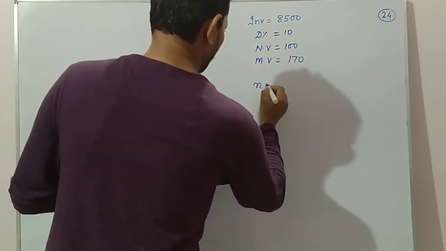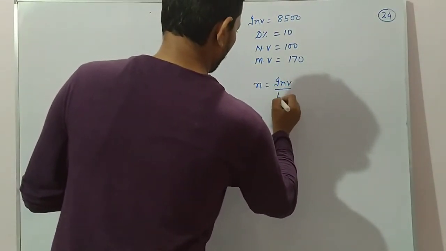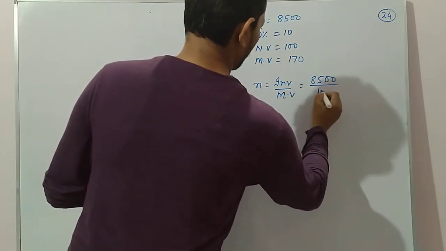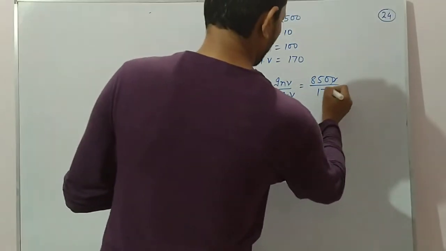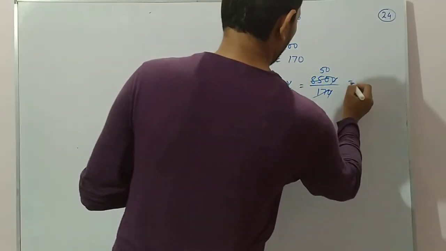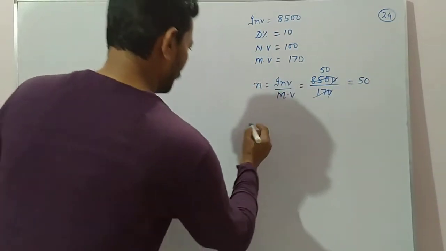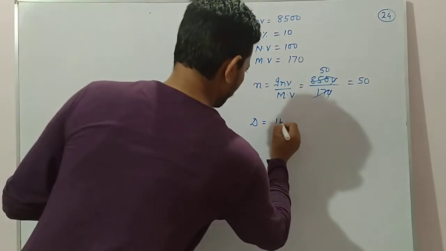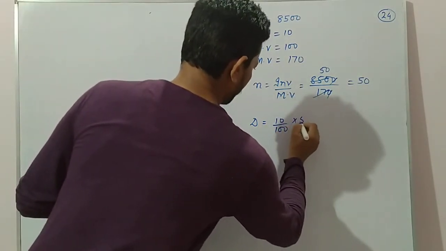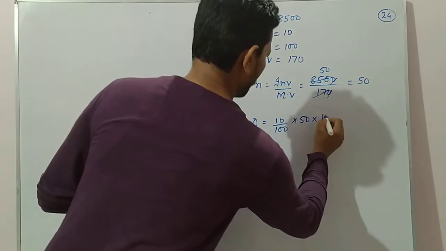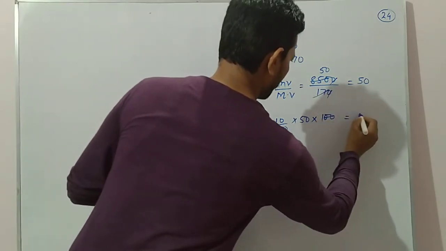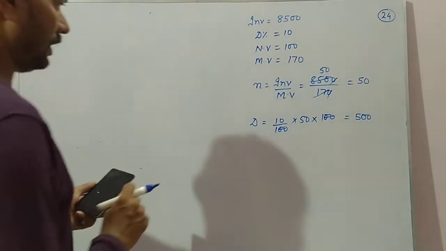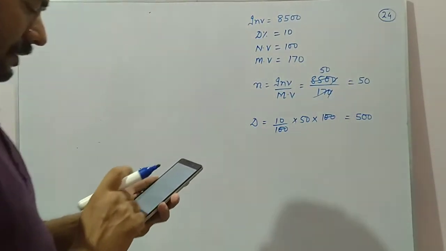Number of shares is investment by market value: 8,500 by market value 170. So you are getting number of shares 50. Dividend is percent 10 by 100 into number of shares into nominal value 100. This will be 500.